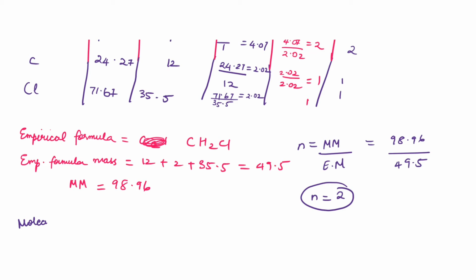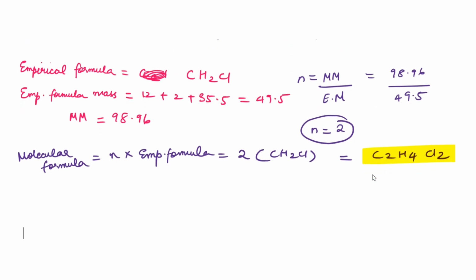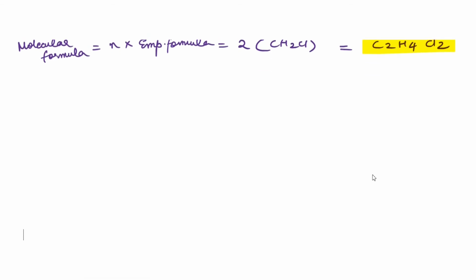So what does this N signify? From this N we easily come to know that the molecular formula is N times the empirical formula. So 2 times CH2Cl. The molecular formula is C2H4Cl2. So this is the significance of N. So we have found out the molecular formula of that compound, which is C2H4Cl2.